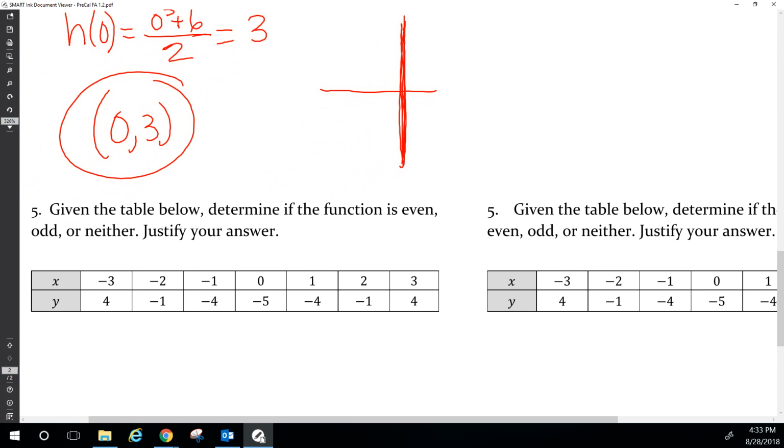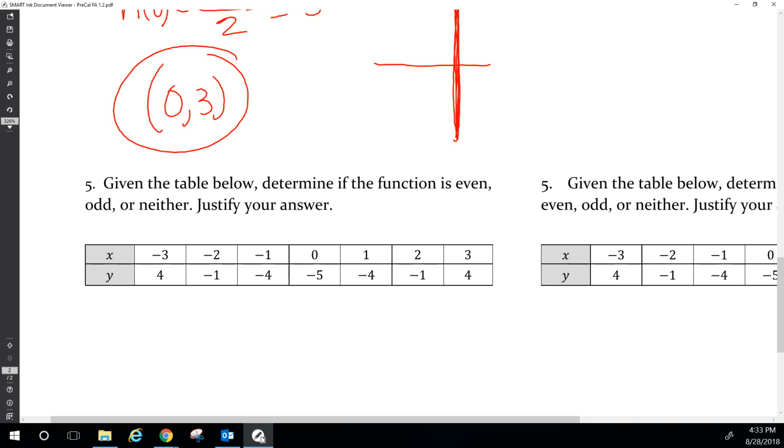All right. Last thing we have is the table. So we need to decide, is this even, odd, or neither? If I've got this as my x and this is my y, if I put in a negative x, here's my negative x, does it give me negative y? No, it gives me the same thing. If I put in negative x, it gives me the same y value as f of x. So this is an even function. And the tables were the same, so that was the same for both of them.